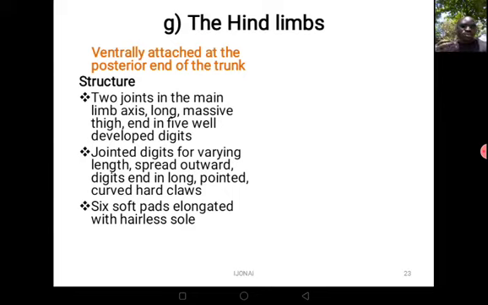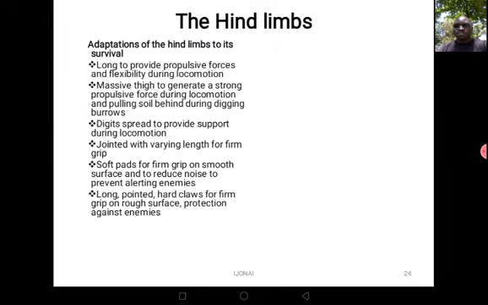For example, being muscular, having more joints, they have 2 joints, and having more toes, they have 5, as opposed to 4 in the forelimbs. So you should be keen to identify those differences. And when you look at them, you can be able to identify. Then the jointed digits of varying length. Their digits also have varying length, and they have soft pads as well, and the hairless sole, as you can see.